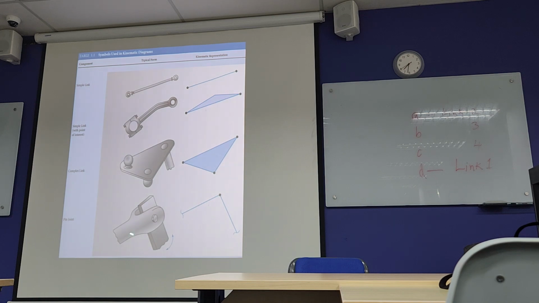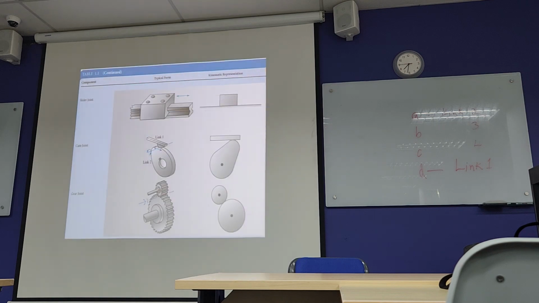Now this is a pin joint, so you can represent a pin joint like this. A slider joint is just represented like this. So this is the reality, and this is the kinematic representation, or the way we draw on graphs. A cam joint is something like this in a real situation. When we do geometric drawings, we just represent it like this. Similarly, a gauge joint is represented like this.